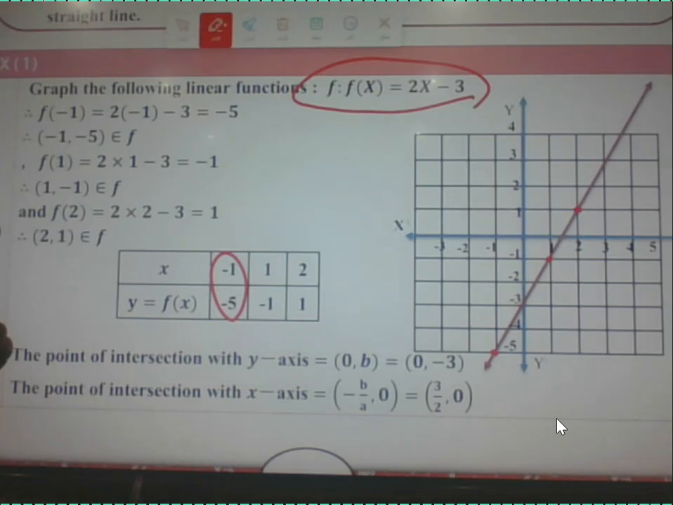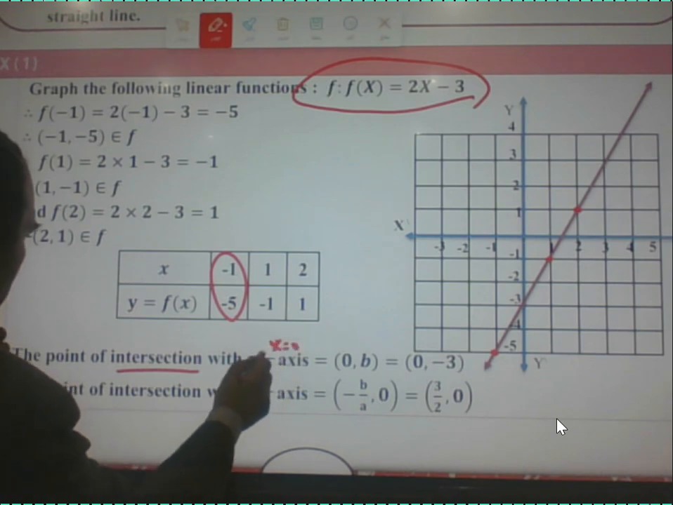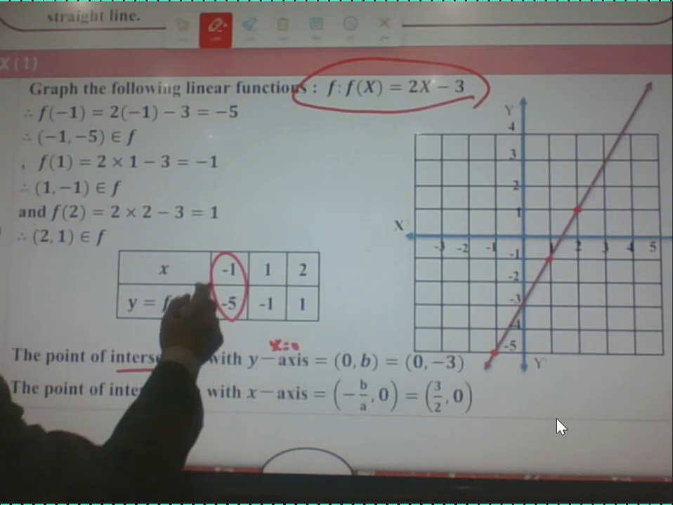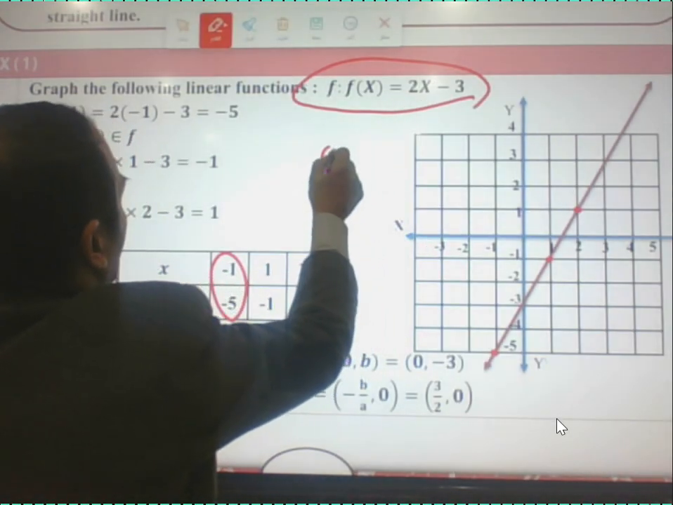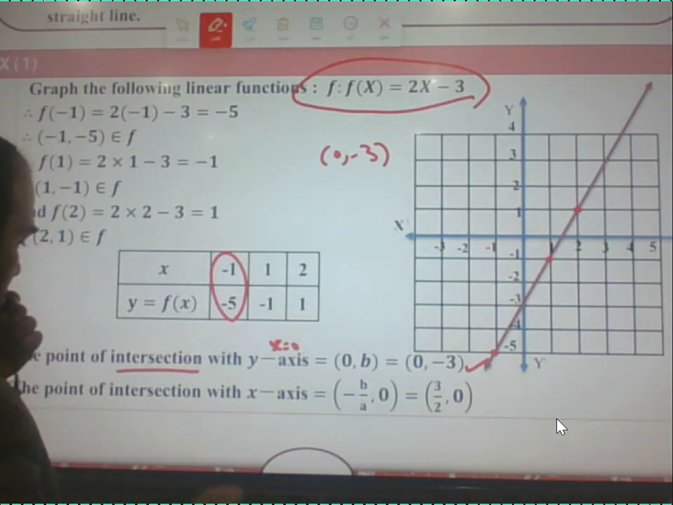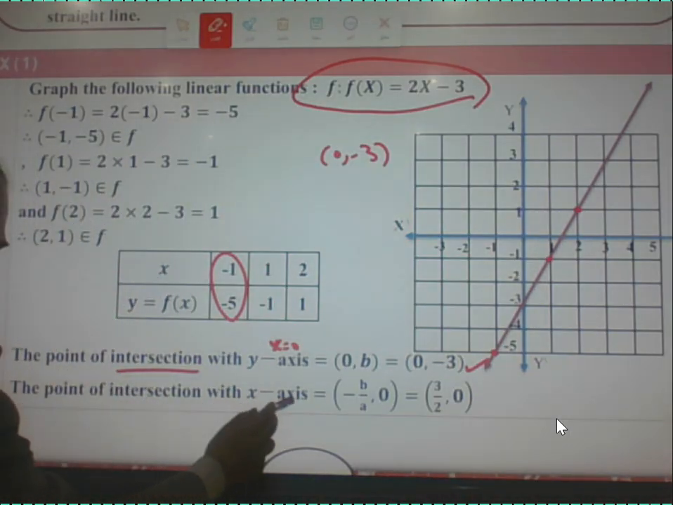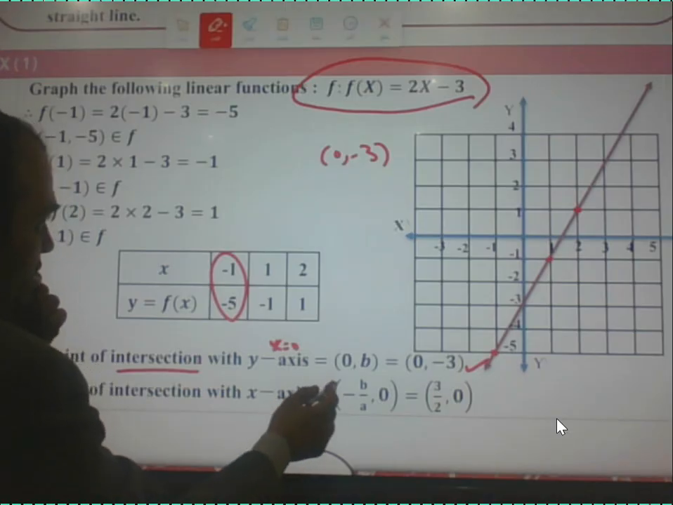And then if you want to find the point of intersection with the y-axis, put the value of x equals 0 in this function. f of 0 equals what? We can find negative 3. Then we have the point 0 and negative 3.